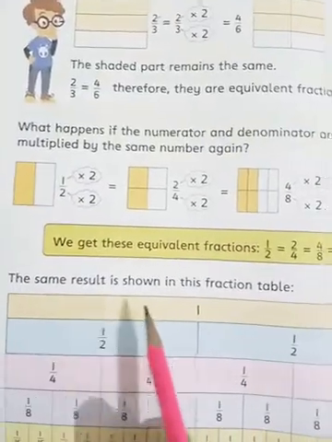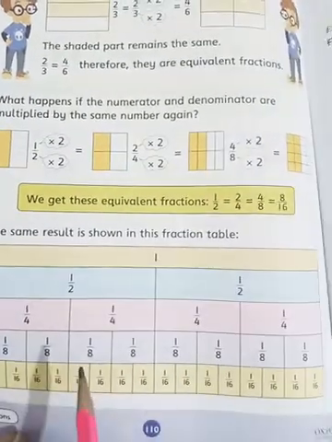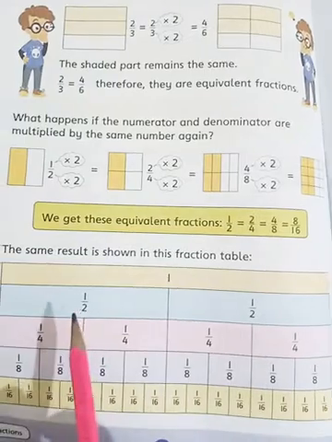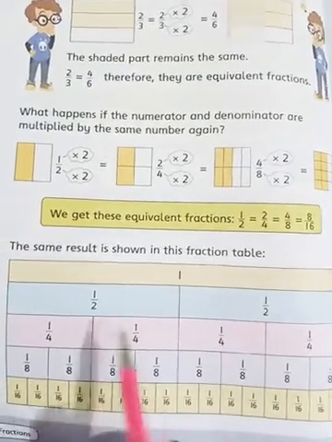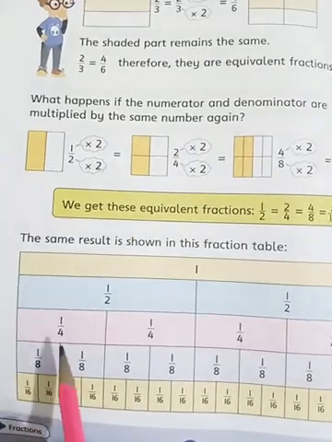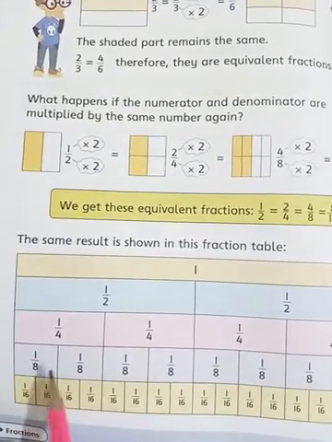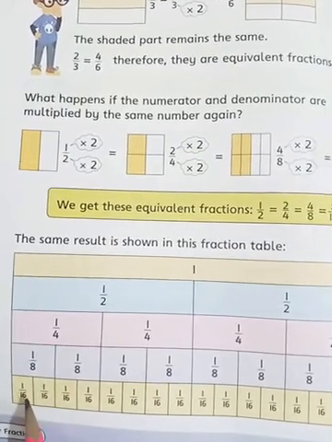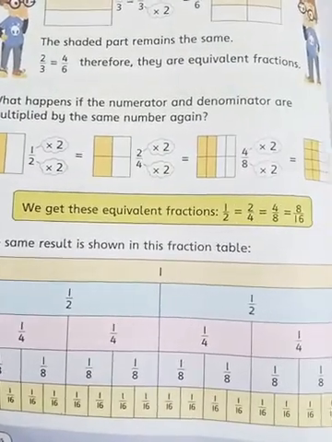Now the same result is shown in the fraction table. This is a fraction table you can see in your books. This is whole 1. This one is divided into 1 upon 2 and 1 upon 2. This 1 upon 2 is divided into 1 upon 4 and 1 upon 4. This 1 upon 4 is divided into 1 upon 8 and 1 upon 8. And this 1 upon 8 is divided into 1 upon 16 and 1 upon 16. Come to the next page.